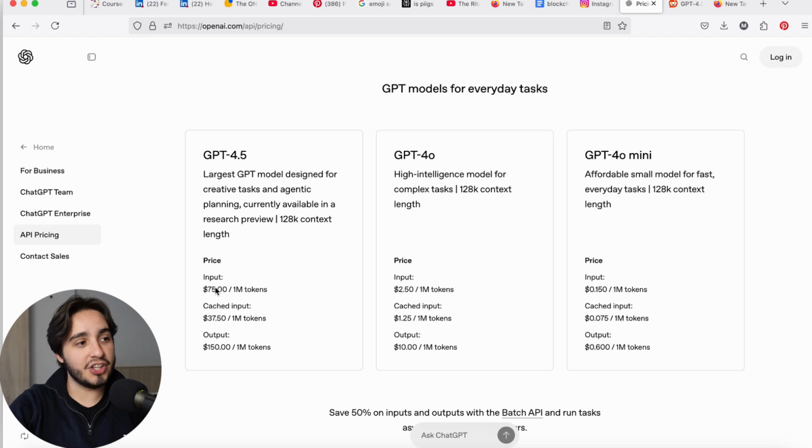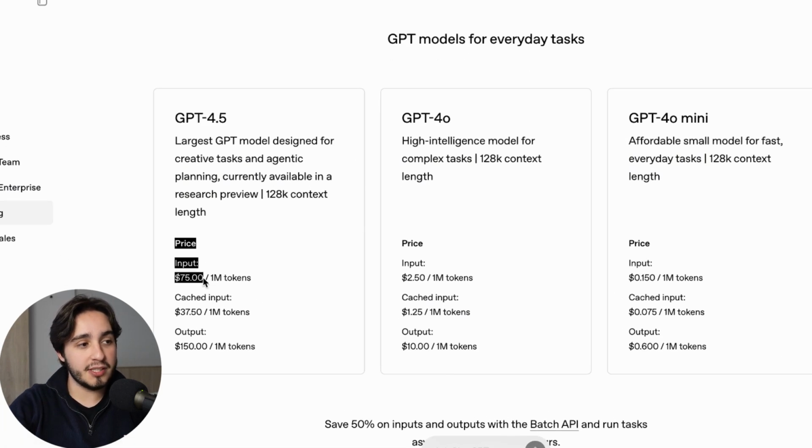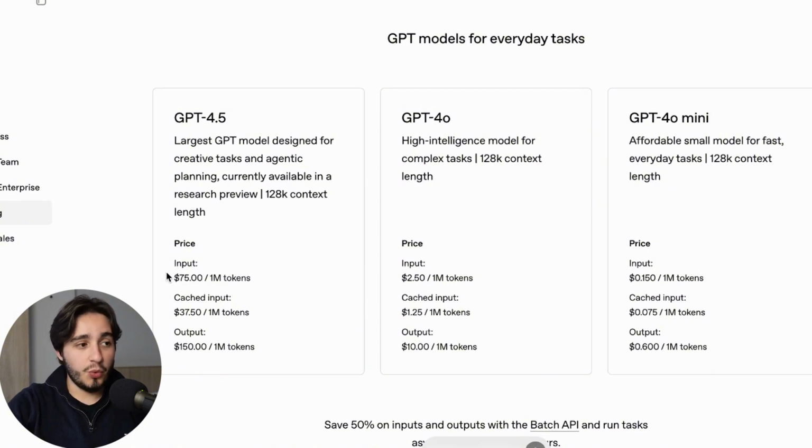So let's take a look at the computer to actually see the price comparison between these models. As you can see over here, the price for GPT 4.5 is $75 per 1 million tokens of input, and the output is $150 per 1 million tokens, which is insane. If we compare this to GPT-4.0 mini, which is the model that I usually use for a lot of the use cases that I built, this model only costs 15 cents for 1 million tokens of input and only 60 cents for 1 million tokens of output.